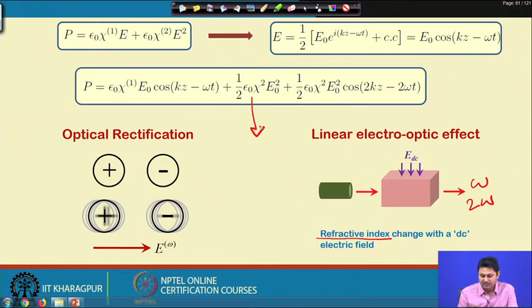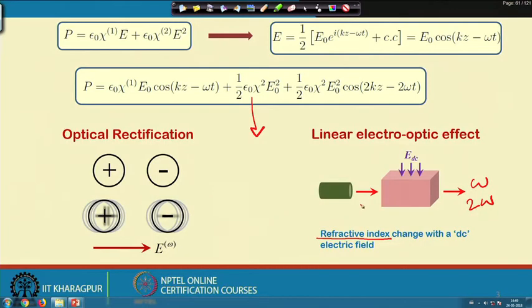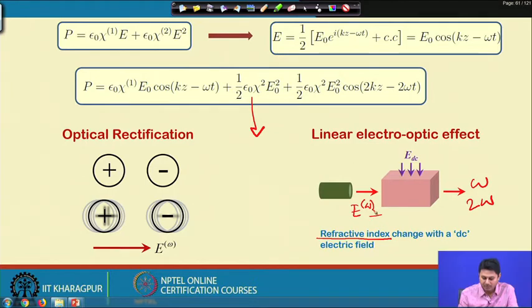but the refractive index is not going to change. But in the linear electro-optic effect, there is a possibility that we can change the refractive index by launching the DC electric field from outside. On top of that, I am launching an electric field which is a frequency component E omega, and I am also launching a DC field. We are going to discuss this in detail in the next slide.